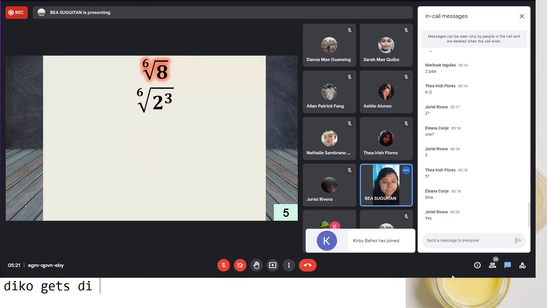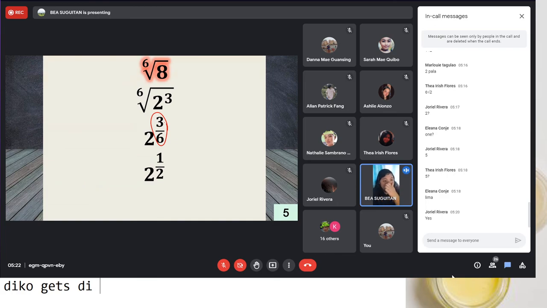Yes, Joriel. 2 raised to 6. Is that 2 raised to 6? Kulang-kulang. Sige, pihit mo pa, Joriel. Kulang-kulang. Konti na lang. 2 raised to 3, 6. Or 2 raised to 3 over 6. Very good. But, what is the lowest term of our 3 over 6? 1/2. Very good. So that will now be our new exponent.